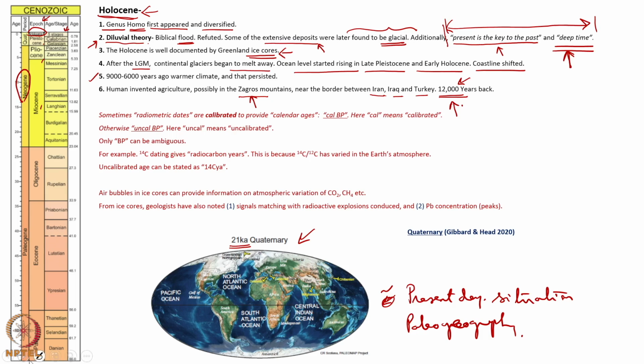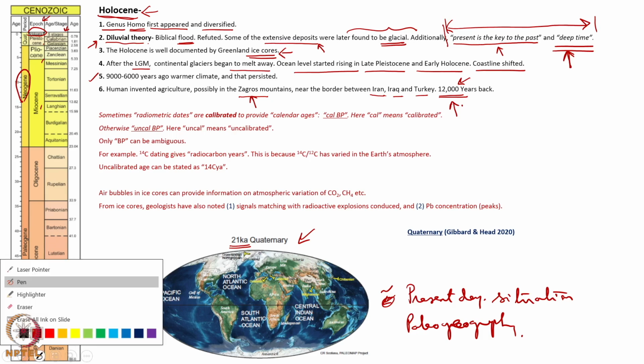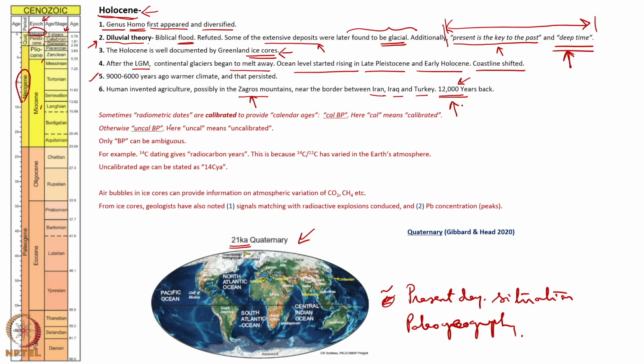Now, regarding the dates, a few things I want to inform you. Sometimes the radiometric dates by geochronologic dating techniques are calibrated to provide the calendar ages. So, cal BP means calibrated and BP means before present. Otherwise, uncal BP, here uncal means uncalibrated. Only BP can be ambiguous, but we do see use of BP in the literature.